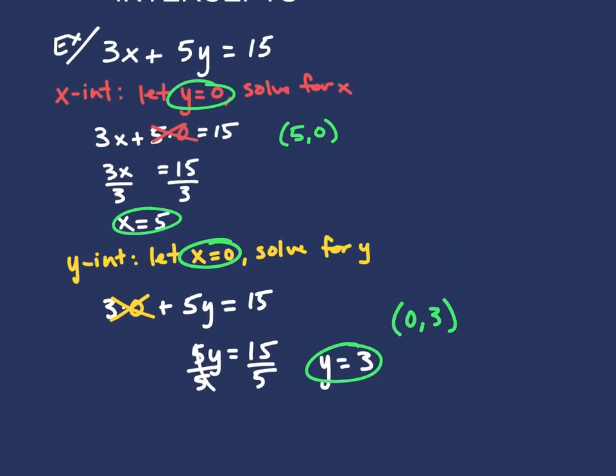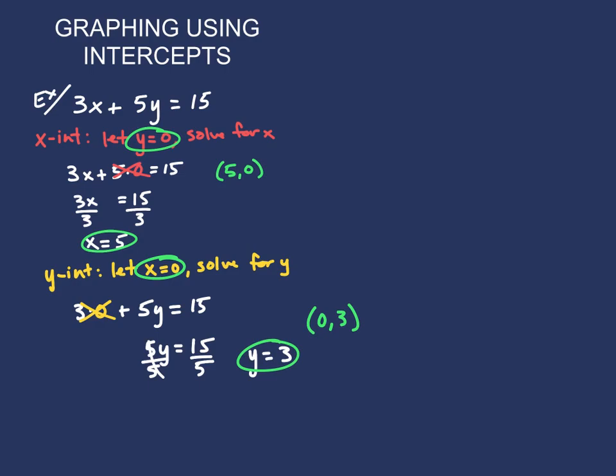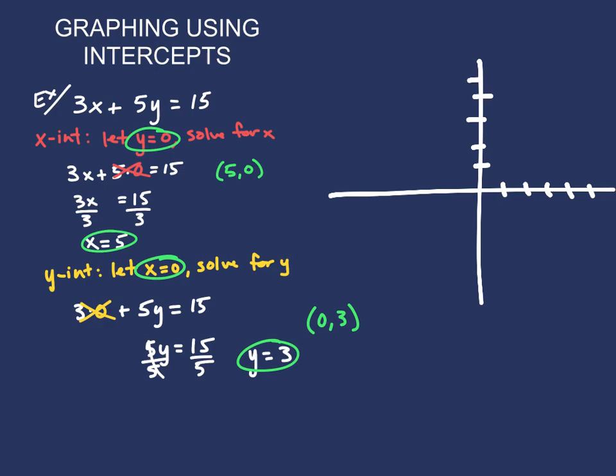So in this instance, we now have 2 points on our graph, and you only need 2 points to make a line. Let's make our graph here. Let's do 1, 2, 3, 4, 5 on our x-axis, and 1, 2, 3, 4, 5 on our y-axis. Let's plot the point 5, 0, and let's plot the point 0, 3, and we can use this to help us graph that equation. You have a bunch of options here, but that's how we deal with these kinds of problems.